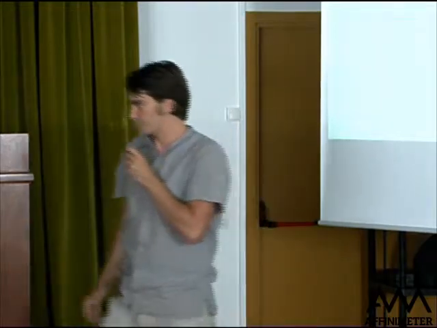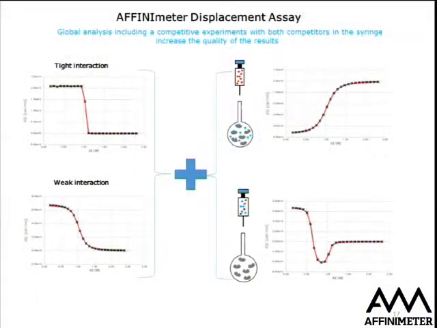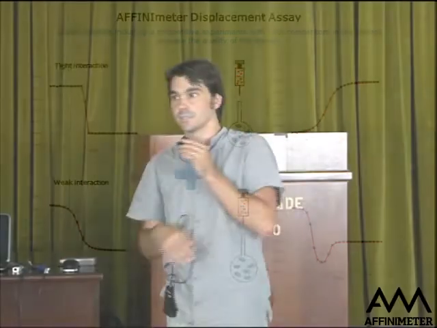So what we suggest is, first of all, using AFFINImeter you can perform an extra experiment, which is to put the high and the weak competitors in the syringe. And as you see, for instance, in this example, this has more features, so you can get more information, or better information, let's say, with this experiment. And then you can perform a global analysis taking into account all 4 of them. And that will give you more reliable data of your binding constant and entropy, even for the high affinity ligands.